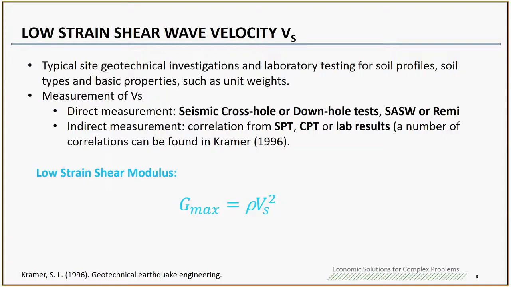So this equation is very important. The low strain shear modulus Gmax, basically the shear modulus at the shear strain level of 10⁻⁶, is equal to the soil density times the low strain shear wave velocity Vs squared. This is a very important equation for calculating the shear modulus from the shear wave velocity.